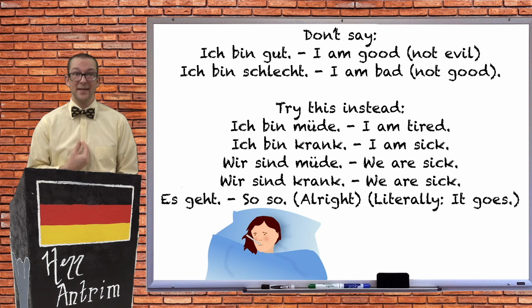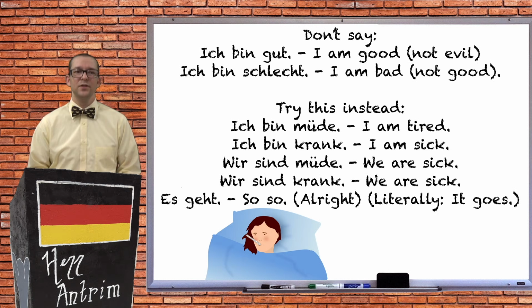You might have noticed that none of these questions used du, ihr, or sie, and none of the answers used ich. That's because technically speaking, the question is, how is it going? And for each of these answers, you would translate it as, it's going well, or poorly, or great, for me. You wouldn't answer ich bin for this question most of the time, as ich bin gut and ich bin schlecht means I am good, as in not evil, and I am bad, as in not good. Most people would understand what you meant to say, but it's technically not correct.